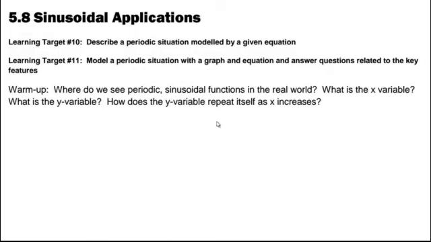And then we've also seen this: if you're given a situation, then make sure that you use the key features to potentially come up with the graph and the equation.